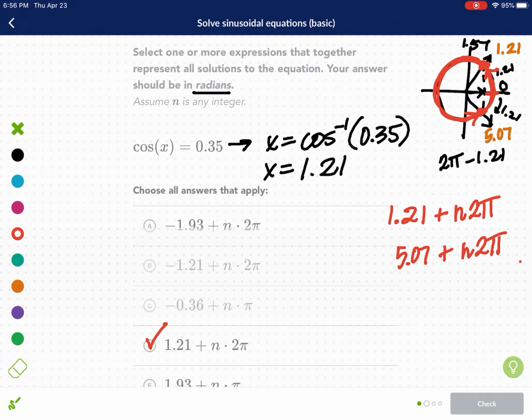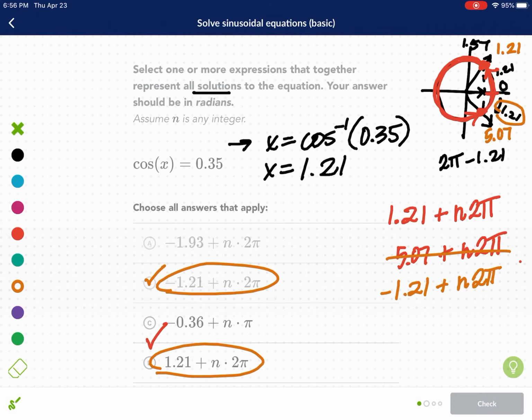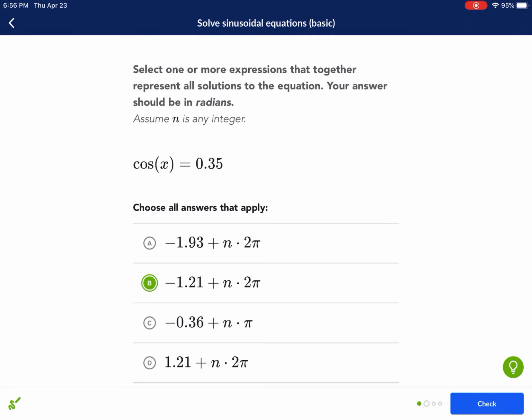Let's see if that one's there, because there are different ways to write that one. So it looks like that one isn't there, but let's think about it a different way. We know that this is also just 1.21 in the negative direction. So we could instead write this as negative 1.21 plus every rotation of 2 pi. And that one actually shows up. So we're going to choose this one right here, negative 1.21 plus every rotation of 2 pi, and this one right here, positive 1.21 plus every rotation of 2 pi.